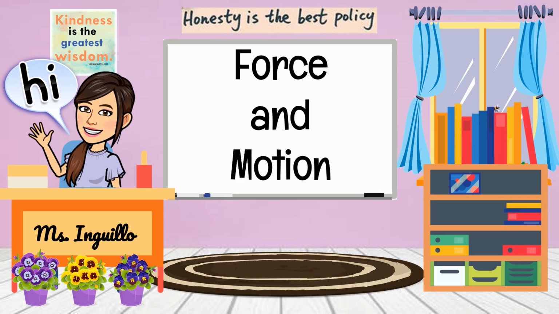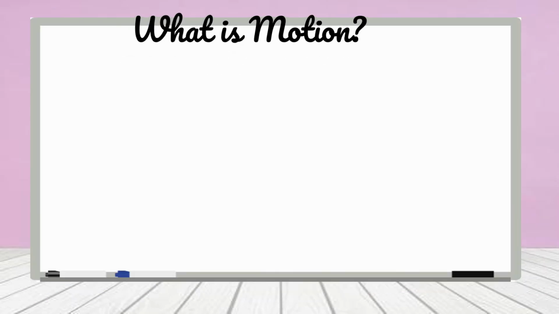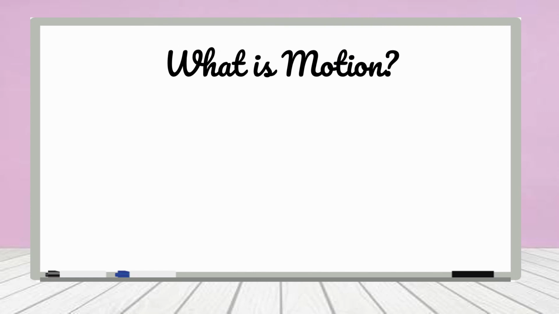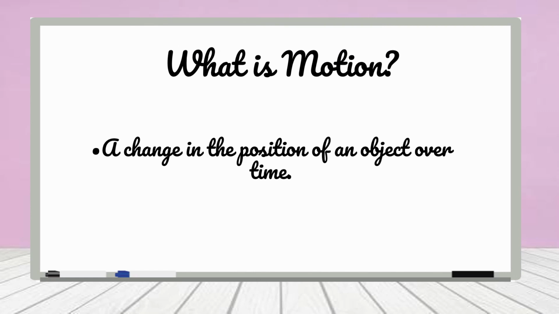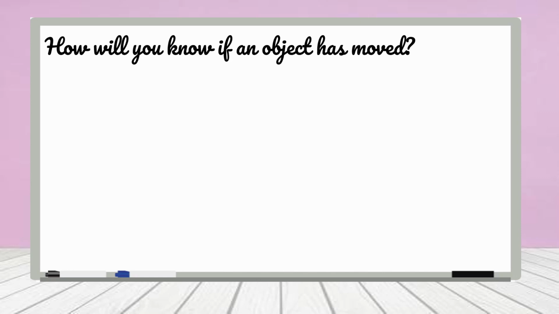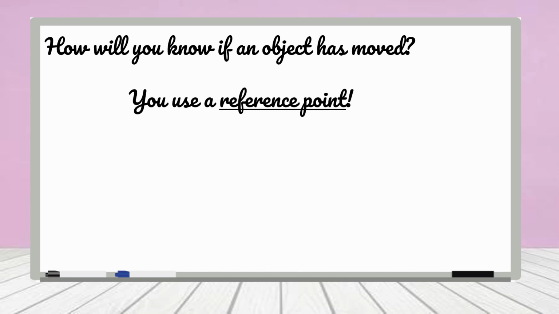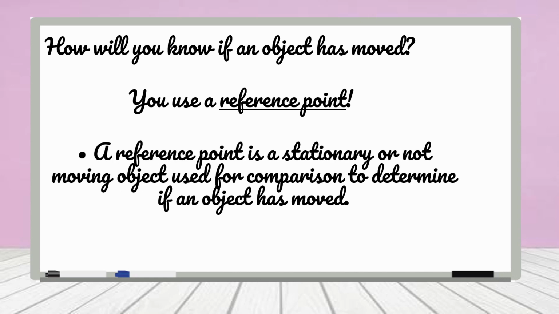So before we proceed to our discussion, let us first have a review of what we have discussed last time. We discussed about force and motion. Again, what is motion? Motion is a change in the position of an object over time. How will you know if an object has moved? You use a reference point. Now, what is a reference point? A reference point is a stationary or not moving object used for comparison to determine if an object has moved.